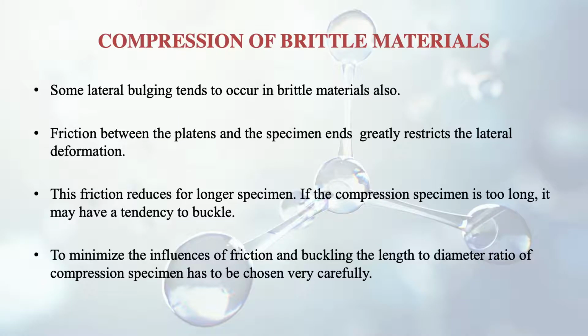To minimize the influences of friction and buckling, the length to diameter ratio of the compression specimen has to be chosen very carefully. That's what we discussed earlier: due to friction and the buckling effect, lateral bulging may also happen. So in order to avoid all this, we will have to have an appropriate length to diameter ratio.